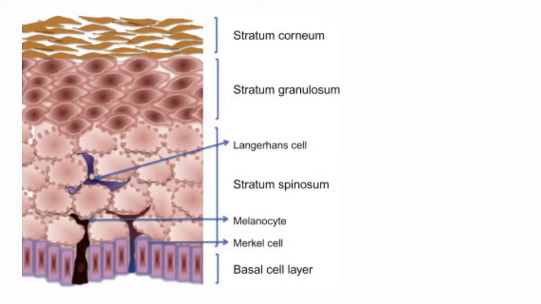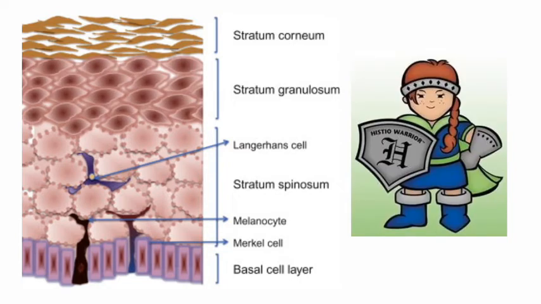Stratum spinosum has a special type of cell called Langerhans cells. It is a type of dendritic cell. These are antigen presenting cells. If a foreign body enters, it gives a signal to our immune system.